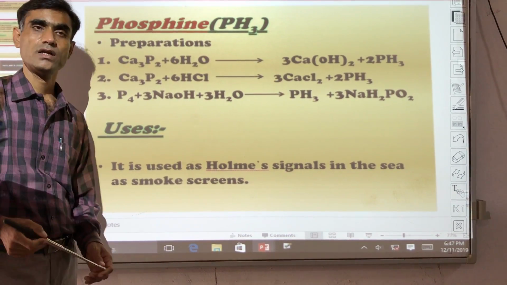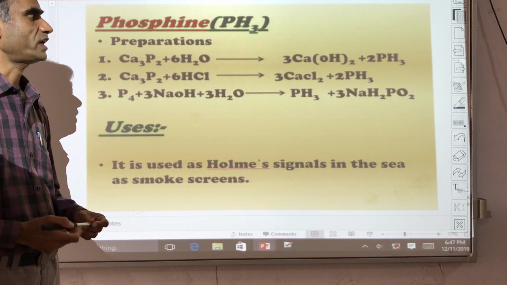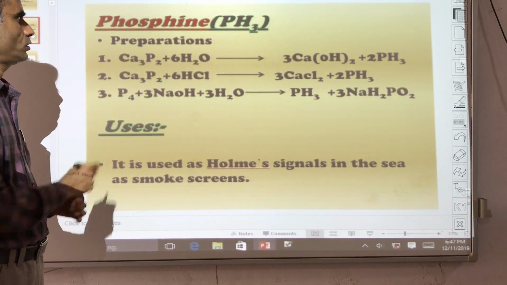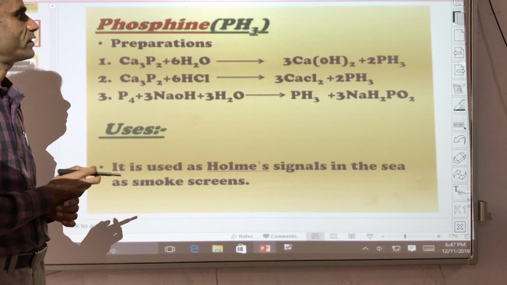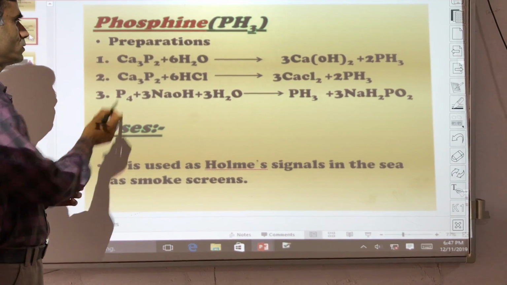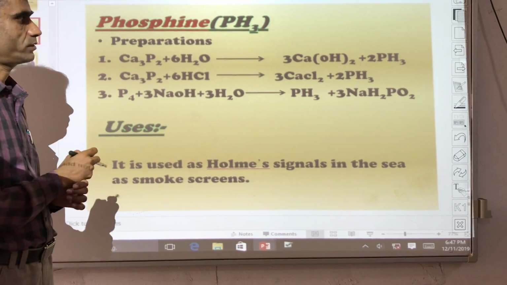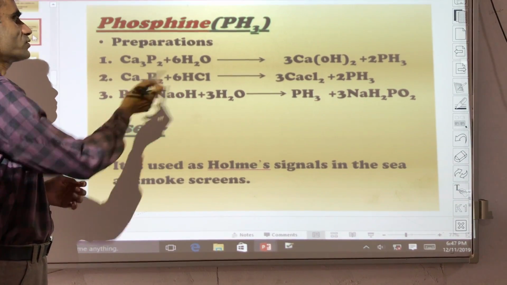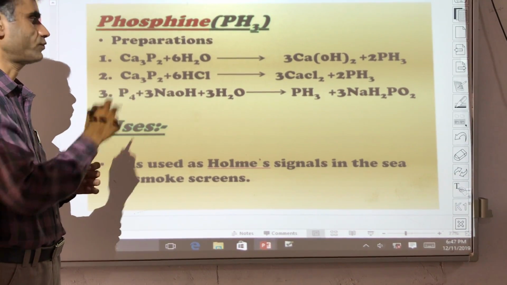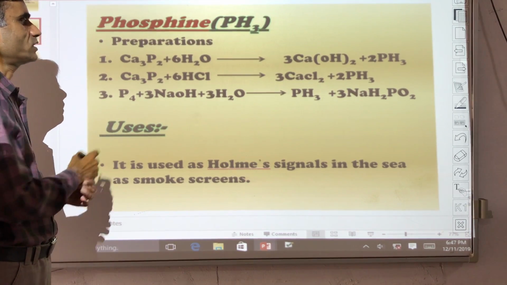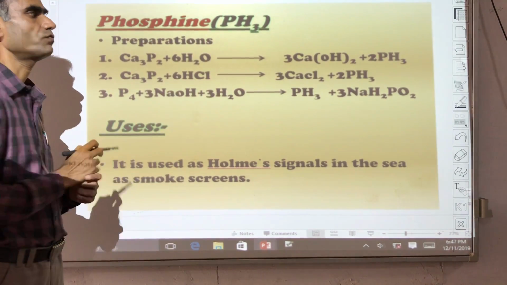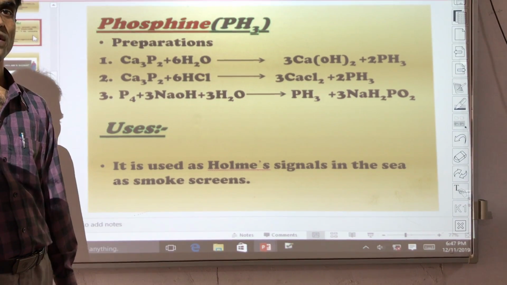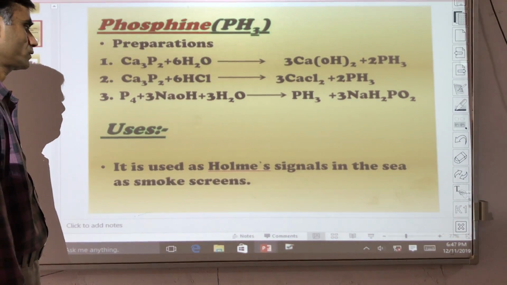Let's pass on to another important compound, phosphine. As we have seen NH3, that was ammonia, this is phosphine. Phosphine can be prepared by different reactions, like calcium phosphide on hydrolysis gives you calcium hydroxide and PH3. Calcium phosphide on reacting with acid gives you phosphine. Directly, phosphorus on reacting with NaOH gives you phosphine. So there are a number of reactions, but these reactions are important. Complete the reaction for 1 mark may be asked.